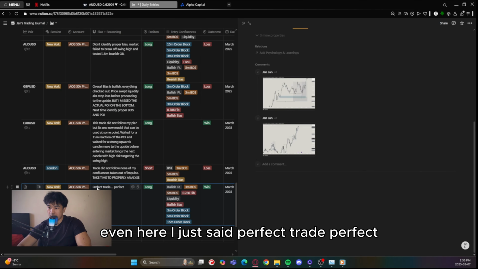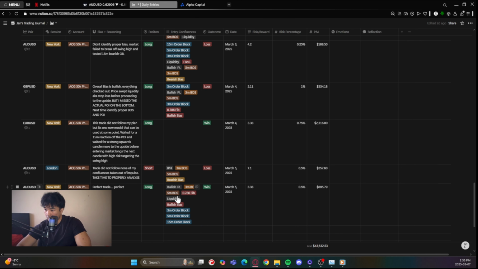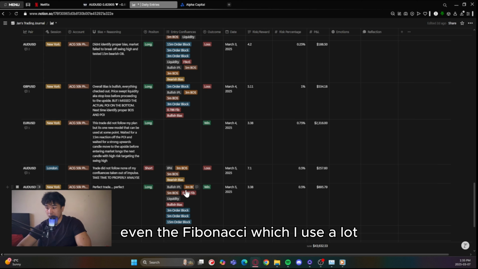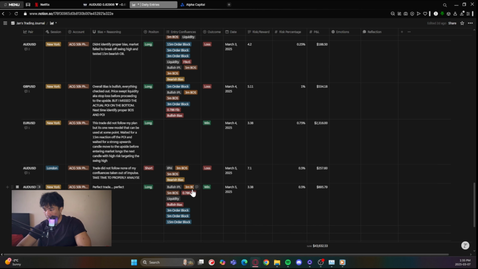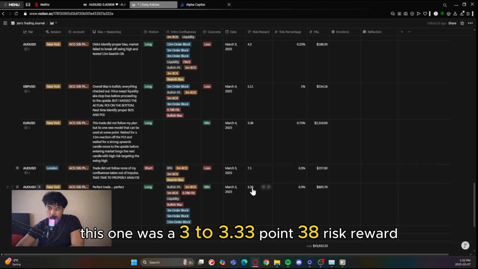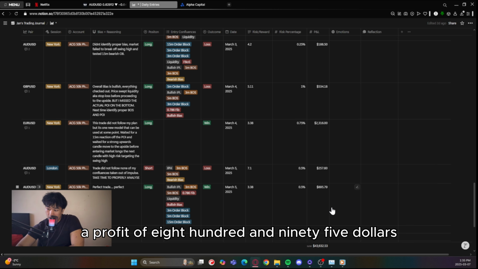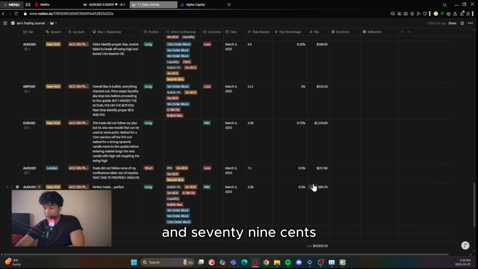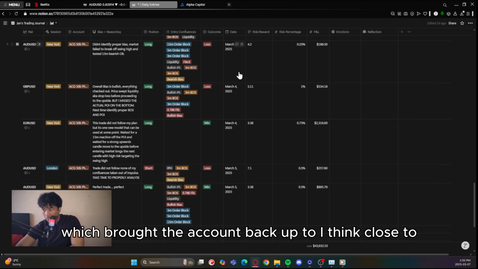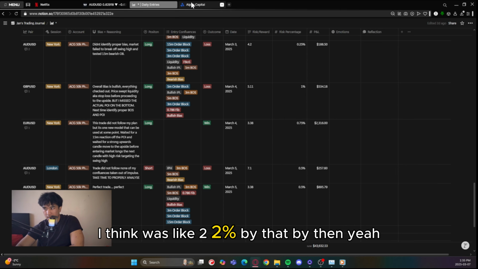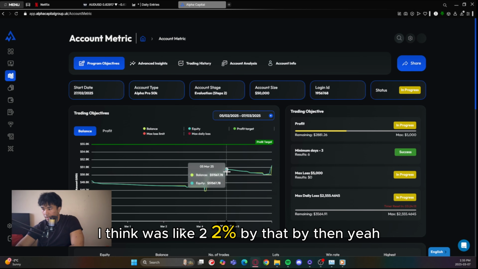Even here, I just said perfect trade. Perfect. It pretty much had everything. Even the Fibonacci, which I use a lot. Shout out to the Golden Spin, JoJo's Bizarre Adventure reference. I love using Fibonacci's. This one was a 3.38 risk to reward, but a 0.5 risk at a profit of $895.79, which brought the account back up to I think it was like 2% by then. Yeah, it was around 2%.